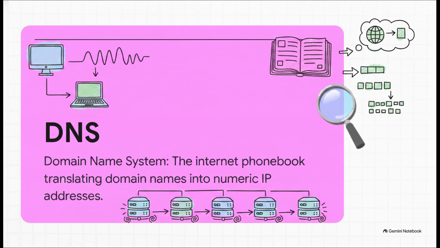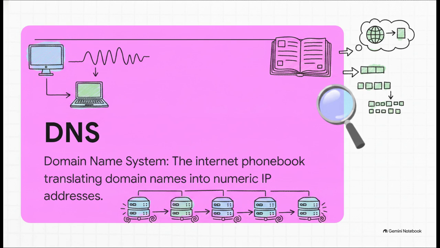Under the hood, computers identify each other using IP addresses, which are just long strings of numbers. The problem? We humans are terrible at remembering long numbers. Enter DNS, the Domain Name System. Honestly, DNS is arguably the most helpful system ever invented for users. It acts as the automatic phone book of the internet.